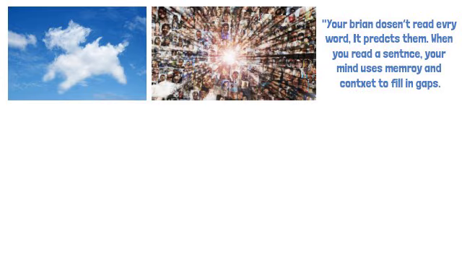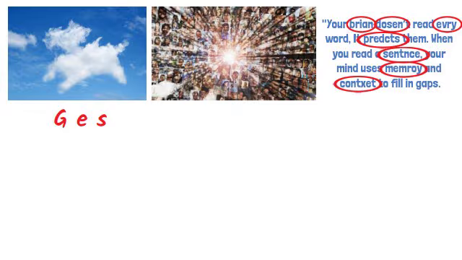Have you ever looked at the clouds and seen the shape of an animal? Or recognized a familiar face in a crowd almost instantly? Perhaps you've read a sentence with a few missing letters and still understood every word. Your eyes don't always receive complete information, yet your brain effortlessly fills in the gaps. How does it do that? The answer lies in Gestalt Psychology.